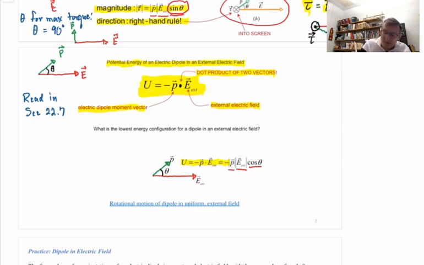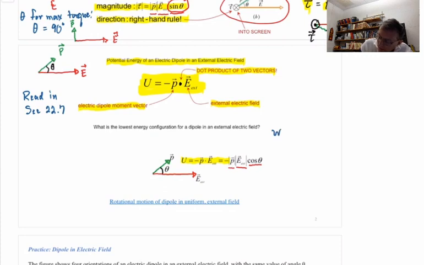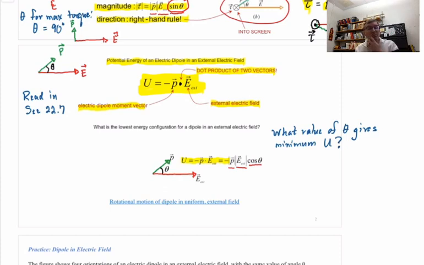So here's a couple of little mini questions. What value of theta gives the minimum potential energy of the dipole in the field? Think about that a minute. Feel free to pause the video if you want to think carefully, and then come back when you're ready.